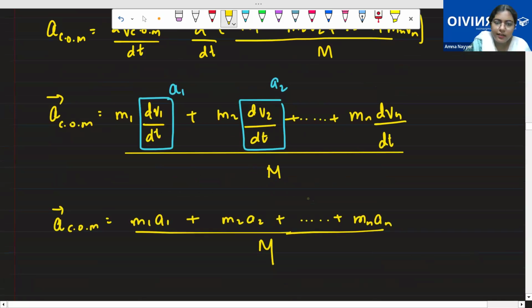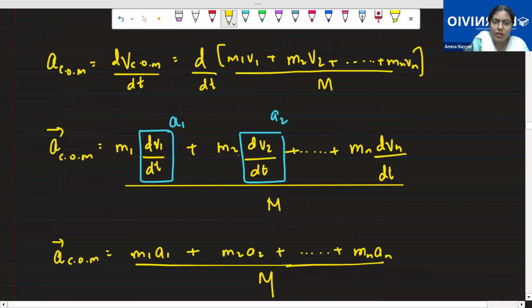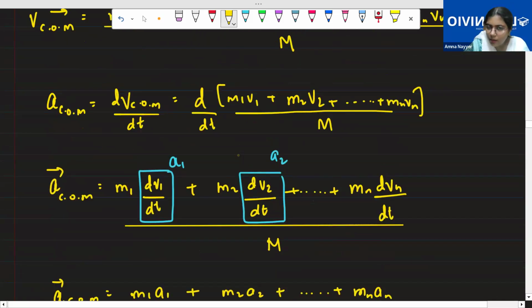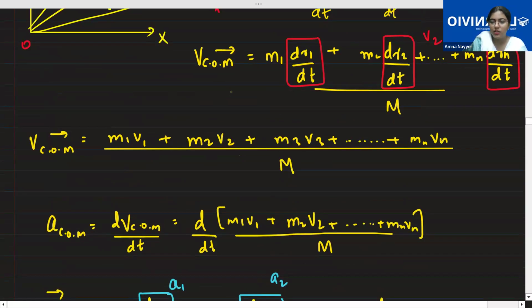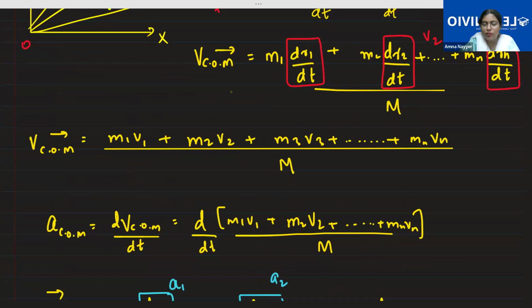Few more things we'll see from here only, but later on. So this is very easy to calculate. See, it's a similar formula to your position. Position was m1 r1 plus m2 r2 like this. Velocity is m1 v1 plus m2 v2. For acceleration, m1 a1 and so on, divided by the total mass in every case.